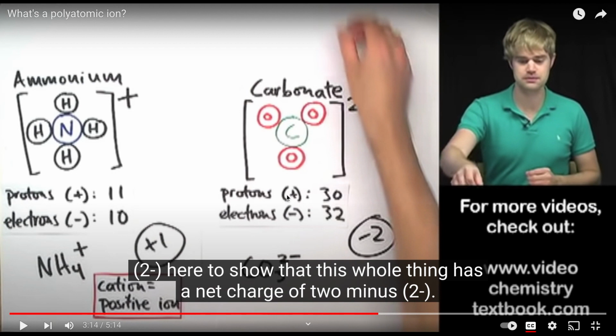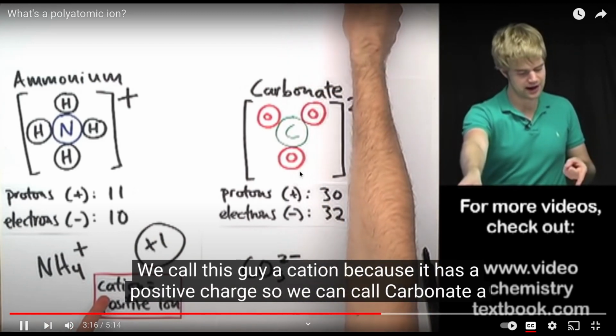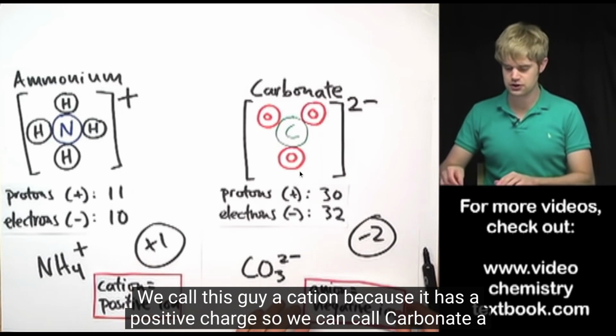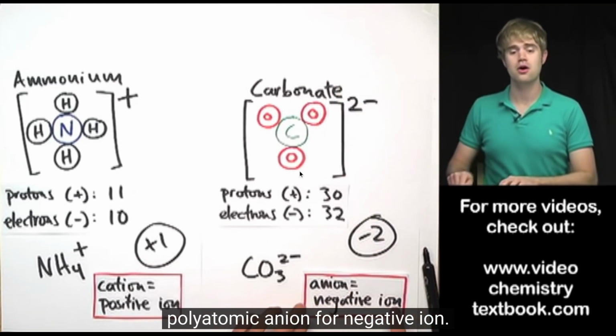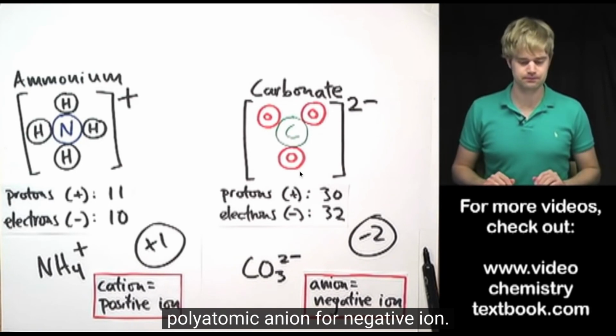Now, this is just to explain to you why this happens, but this is not anything that we necessarily need in order to do our homework or to do the test later on. So that's coming up. We call this guy a cation because it has a positive charge, so we can call carbonate a polyatomic anion, or negative ion.